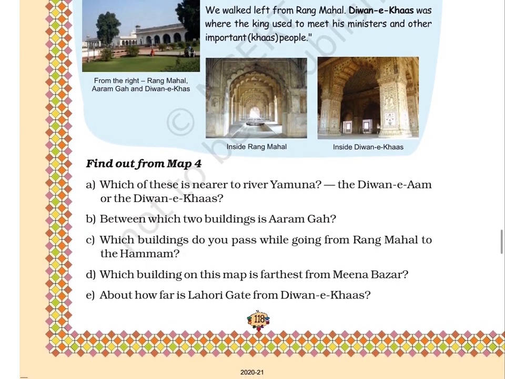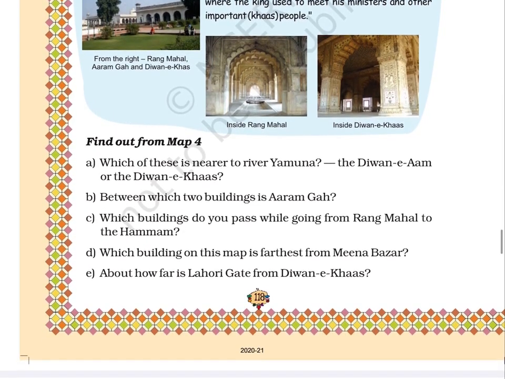Questions. Find out from Map 4. A. Which of these is nearer to river Yamuna, the Diwan-e-Aam or the Diwan-e-Khas? B. Between which 2 buildings is Aram Gah? C. Which buildings do you pass while going from Rang Mahal to the Hammam? D. Which building on this map is farthest from Meena Bazar? E. About how far is Lahori Gate from Diwan-e-Khas?